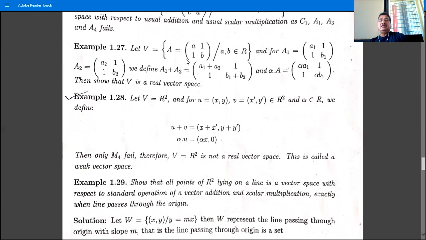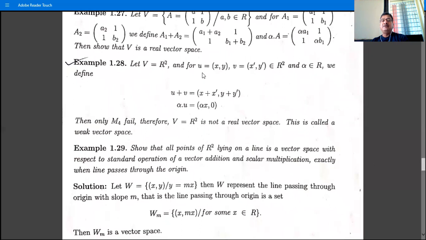Let V be this set, (A, 1; 1, B), A, B belongs to R, and again V is the set of 2 by 2 matrices. For A1 equal to this, B1 equal to this, addition is this, and scalar multiplication is this. Then show that V is a vector space under these two operations. This means we have to write the proof of the 10 properties.